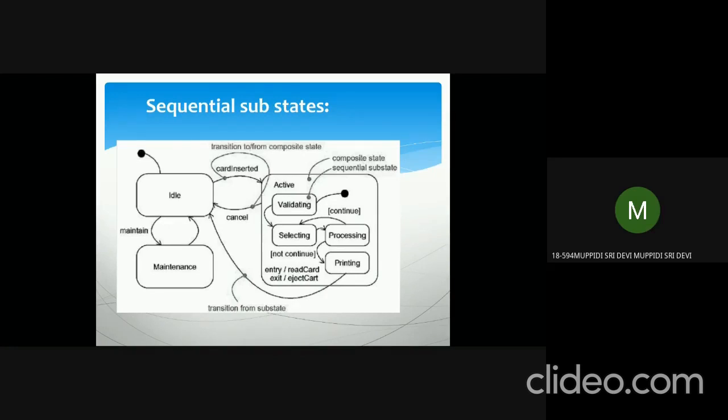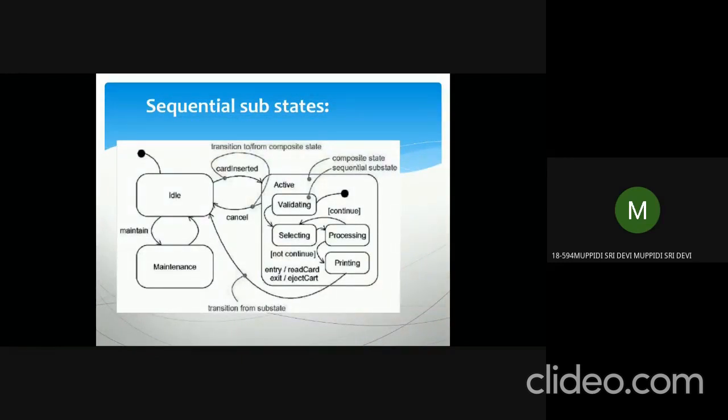Initially, the moment we insert the card, it uses the read card event. We will validate the card. After validating the card, we will select the notes, process the request and print the value. All these states, at a time only one thing is happening. So these states are sequential substates. When we want to get out of this active state, we have to eject the card. After ejecting the card, the machine will again be in idle state.